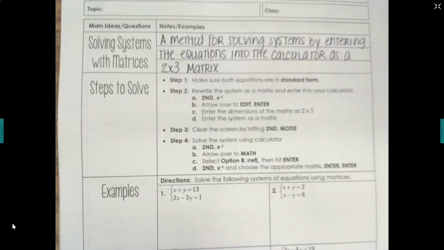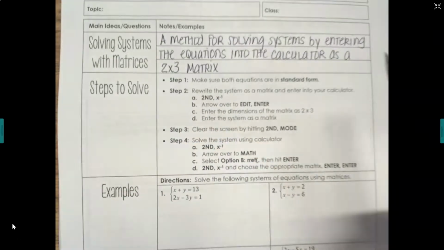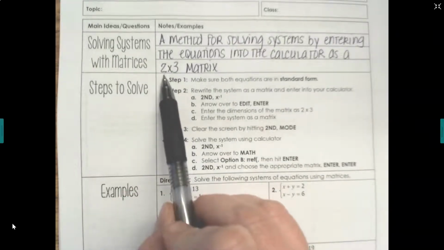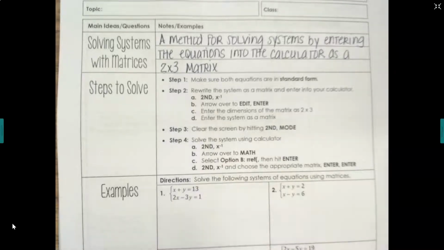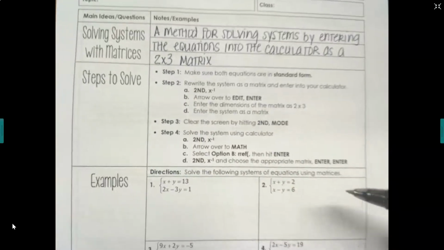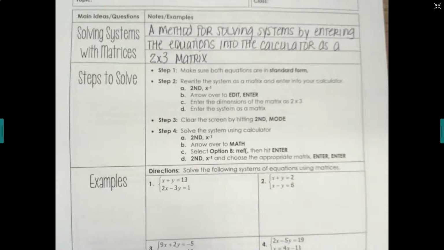This video is on solving systems with matrices. What is solving systems with matrices? A matrix is a method for solving a system, and we're going to use the calculator and a 2x3 matrix. That means we're going to have two linear equations with two variables and an answer, which makes the 3. I have a series of steps here for using the TI-84 graphing calculator.